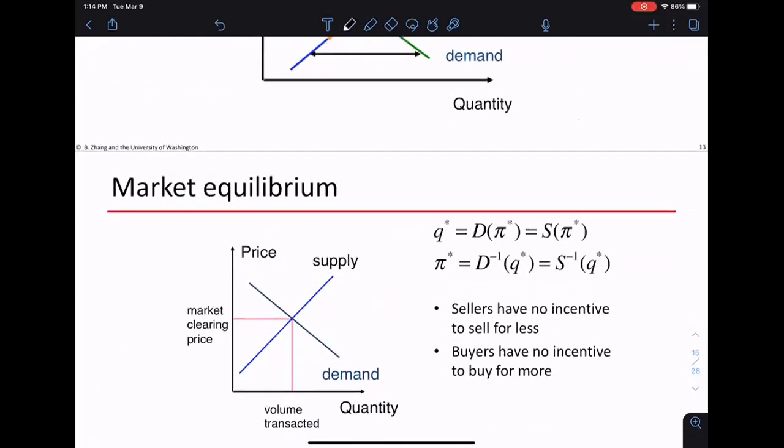So this is our market equilibrium. And solving for this is quite easy. You basically set supply equal to demand and solve. You have two unknowns, Q and pi. You have two equations, the supply and demand curves, and you just solve them to get the point that's the market equilibrium.